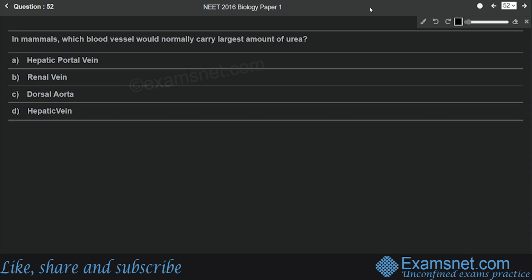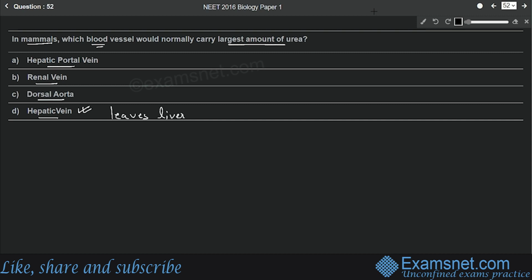Question number 52 is from the chapter Body Fluids and Circulation, and the question is, in mammals, which blood vessel would normally carry largest amount of urea? Options are hepatic portal vein, renal vein, dorsal aorta, and hepatic vein. And the correct answer is option D, that is hepatic vein. Why? The reason is that this is the vein that leaves the liver.